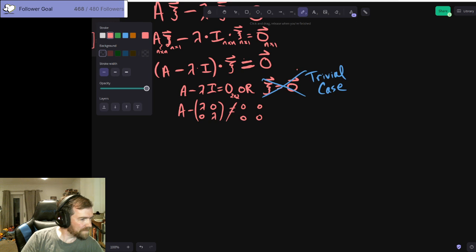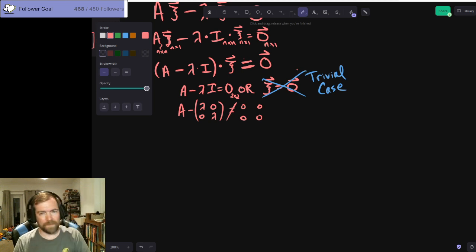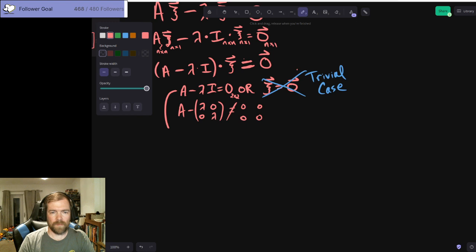We don't need the matrix to be 0 properly. We just need that it's non-invertible, so that the determinant is 0. Right. So we want this particular combination of things, right? A minus lambda I should be non-invertible. Right, yeah.